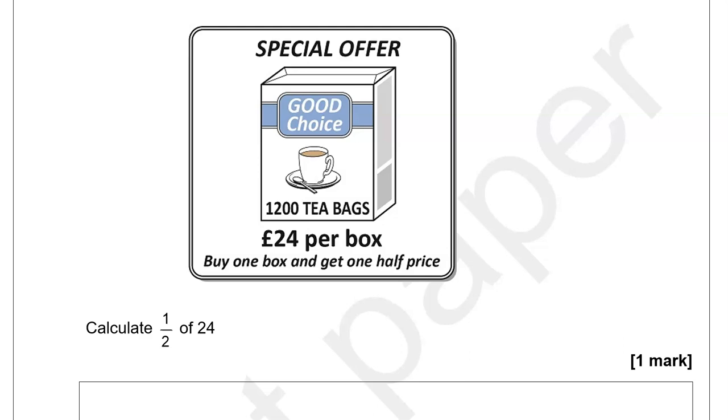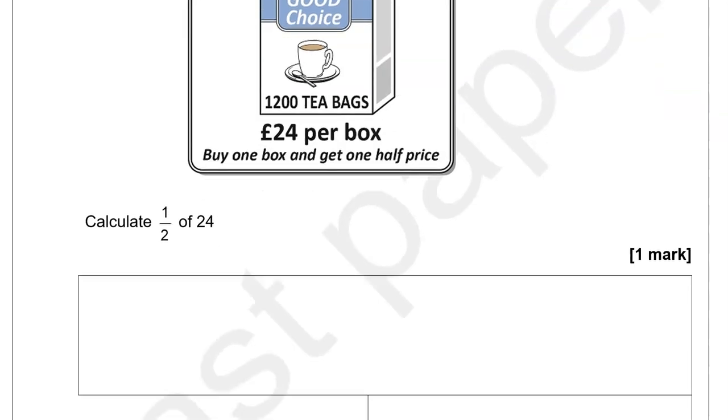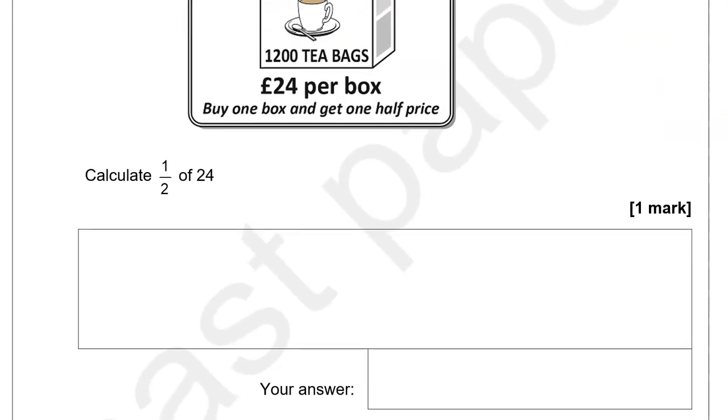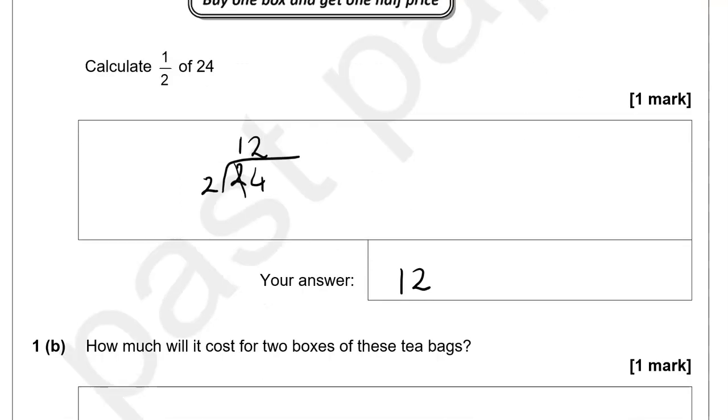Calculate half of 24. If you don't know that half of 24 is 12 already, you could divide 24 by 2. So how many 2's fit into 2? That is 1. How many 2's into 4? That is 2 of them. There are other ways as well possible. As long as you get 12, you're absolutely fine.